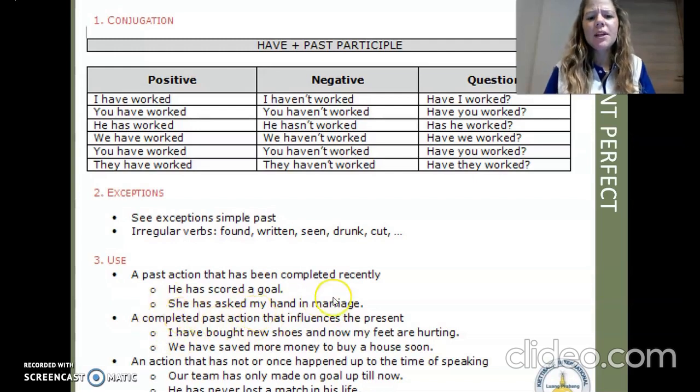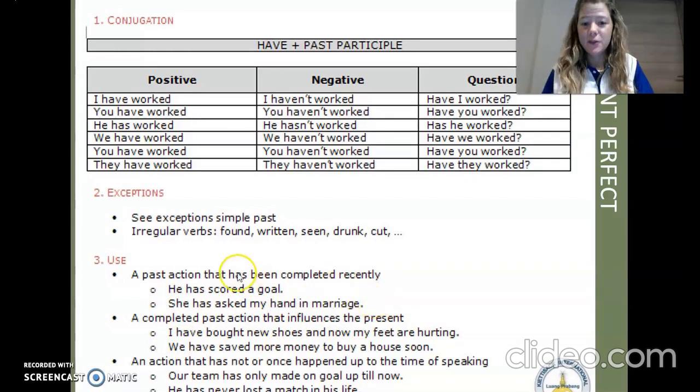Then a completed action that influences things in the present. So something happened in the past, but there is an effect right now. Sorry for repeating myself, but again, an action that is completed but has an influence on what is happening now. So I have bought new shoes and now my feet are hurting. So something in the past happened, but there is an effect now. Now my feet are hurting.